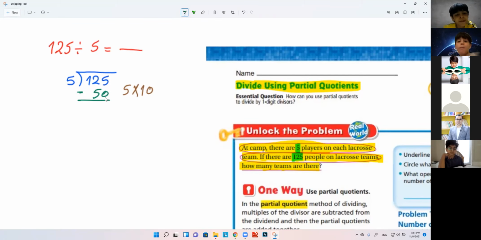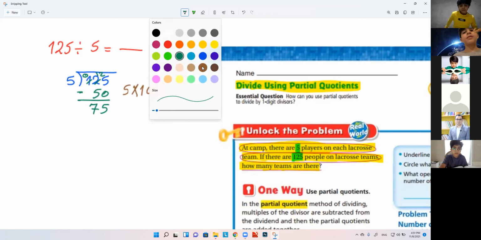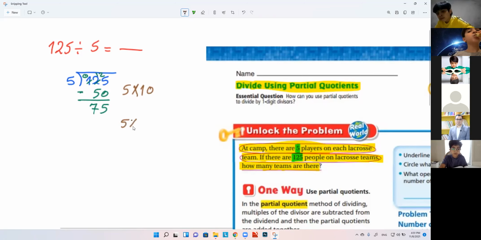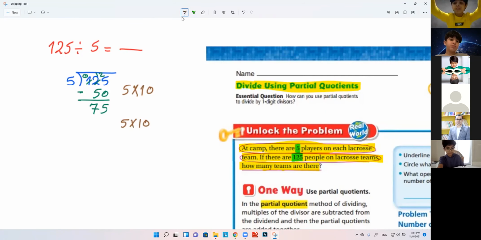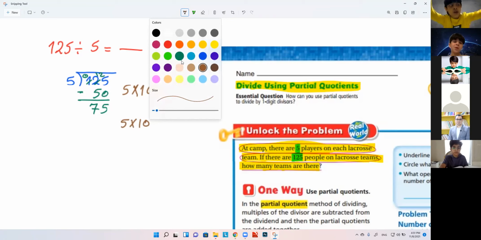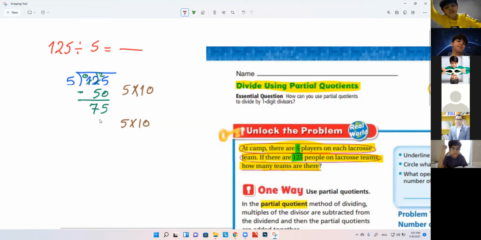5 minus 0 equals 5. And 2 minus 5 can't be done because 2 is smaller than 5, so we're going to borrow 1 from the 1. It will be 0 and 2 becomes 12. 12 minus 5 equals 7, right? Yes. So let's multiply again by 10. 5 by 10 is still 50, right? Yes, the same.